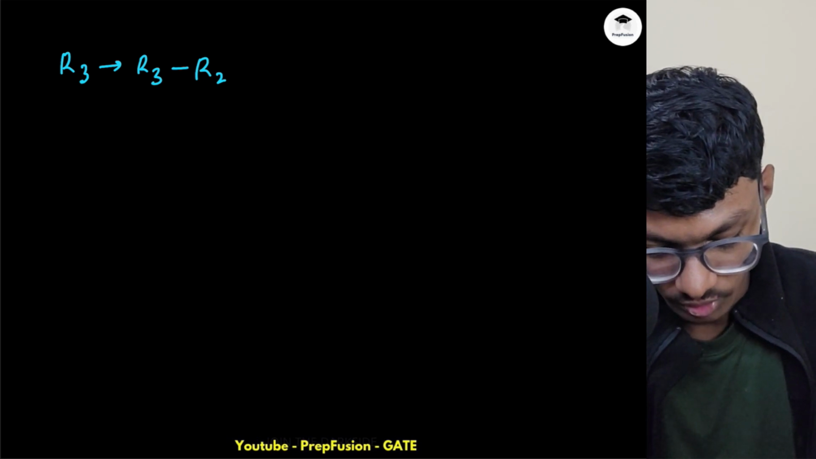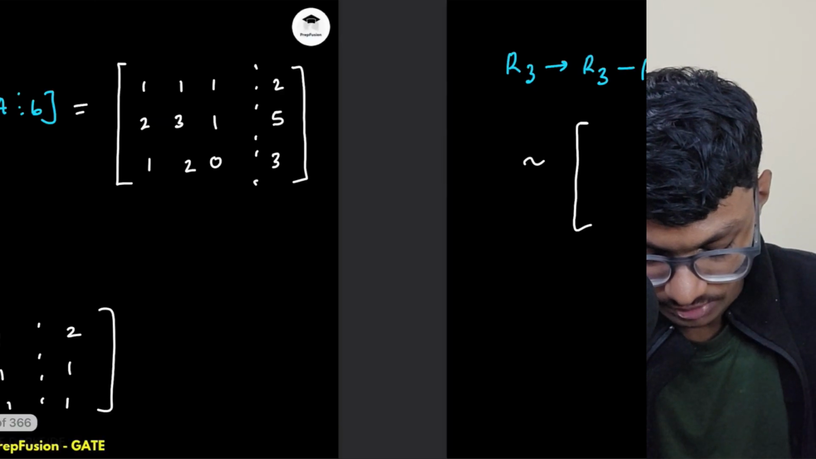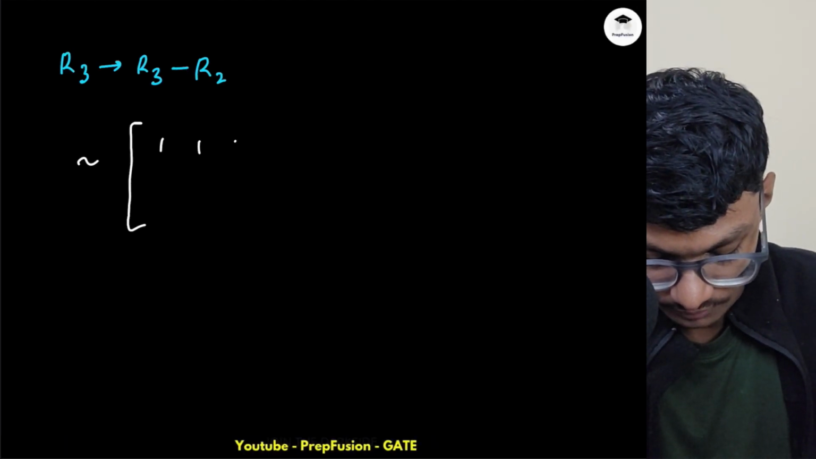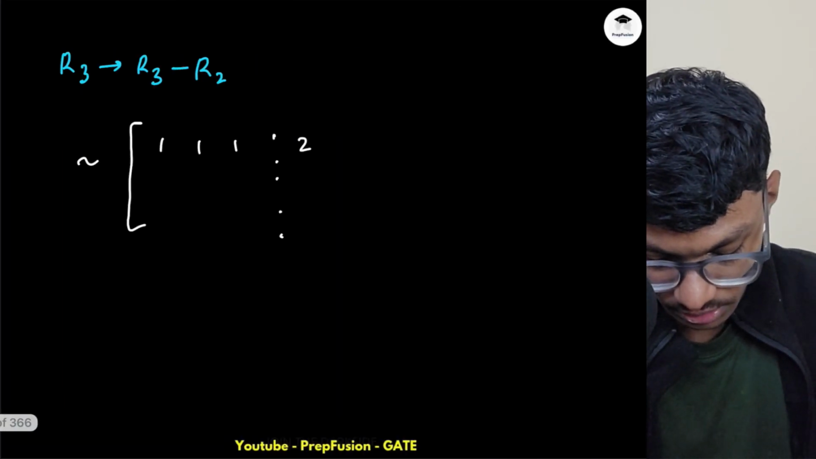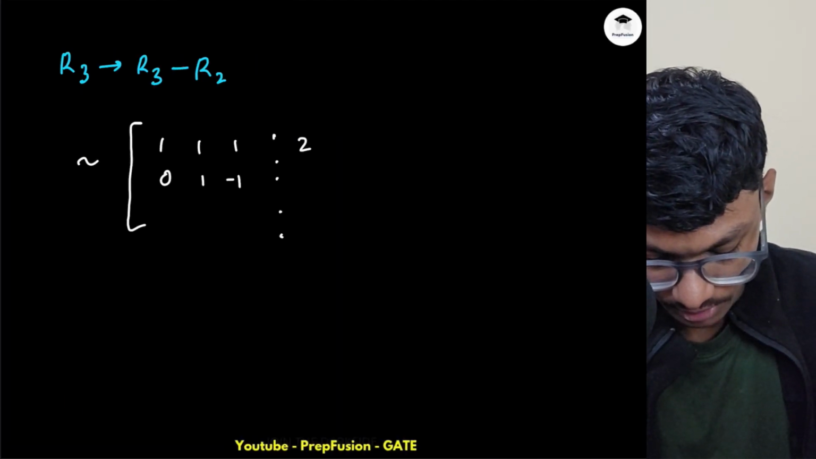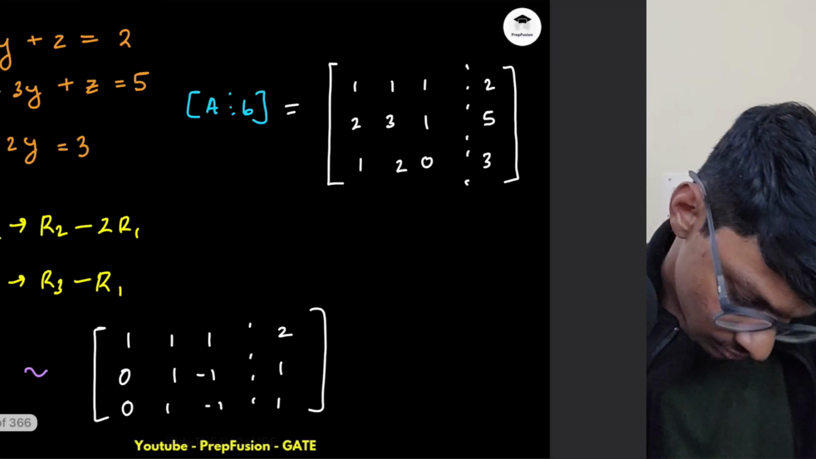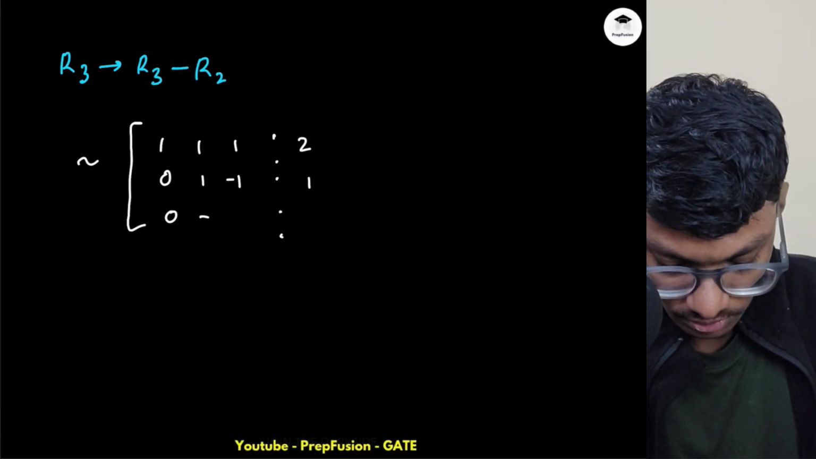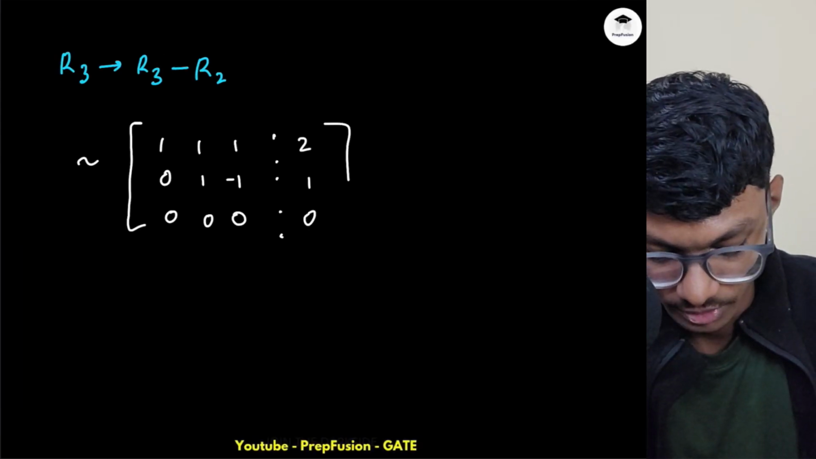Okay, so what will my equivalent matrix become? This will be simply, first row will be the same, 1 1 1 and 2. Then 0 1 minus 1, then 1, then 0 0 0, and then this also 0, because I'm simply subtracting.